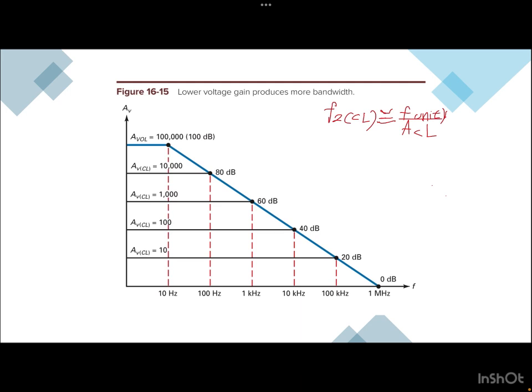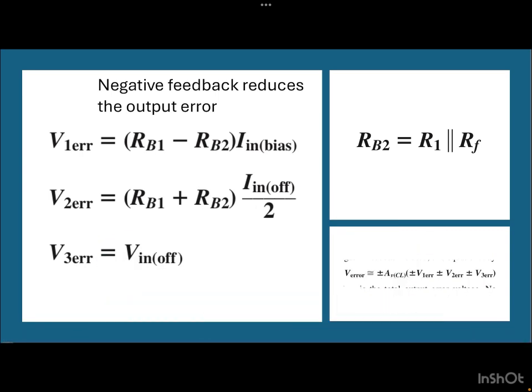The bandwidth: the open loop bandwidth or cutoff frequency of an op amp is very low because of the internal compensating capacitor. When negative feedback is used, the overall bandwidth increases. The bias and offset: negative feedback reduces the error caused by input bias current, input offset current, and input offset voltage.